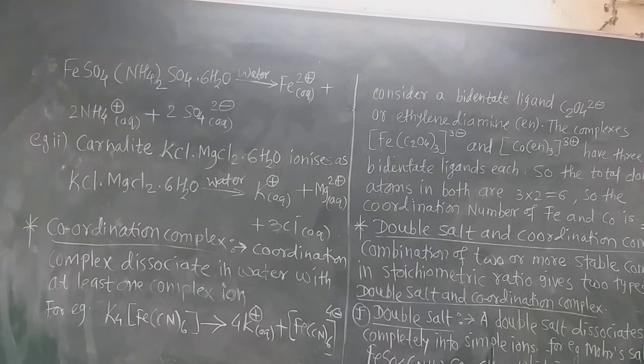For example, potassium ferrocyanide, this is a coordination complex. It ionizes as 4K plus counter ions and [Fe(CN)6] in square bracket having 4 minus charge, that is what we call the coordination sphere, or it is also called the complex ion. So 1 complex ion and 4 counter ions are formed, and this complex ion does not further dissociate in water into Fe2 plus or 6CN minus. That remains as it is. Now this is the main difference between the double salt and the coordination complex.